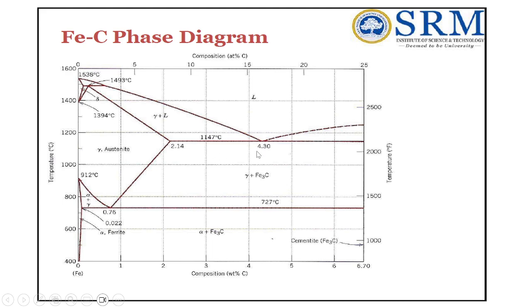You can see in this region you will have gamma, that is austenite, plus iron carbide, and iron carbide is nothing but cementite. So austenite plus cementite structure. Above this point, on the right hand side, you will have a completely liquid state. These are the pieces of information we can obtain from an iron carbon equilibrium diagram.